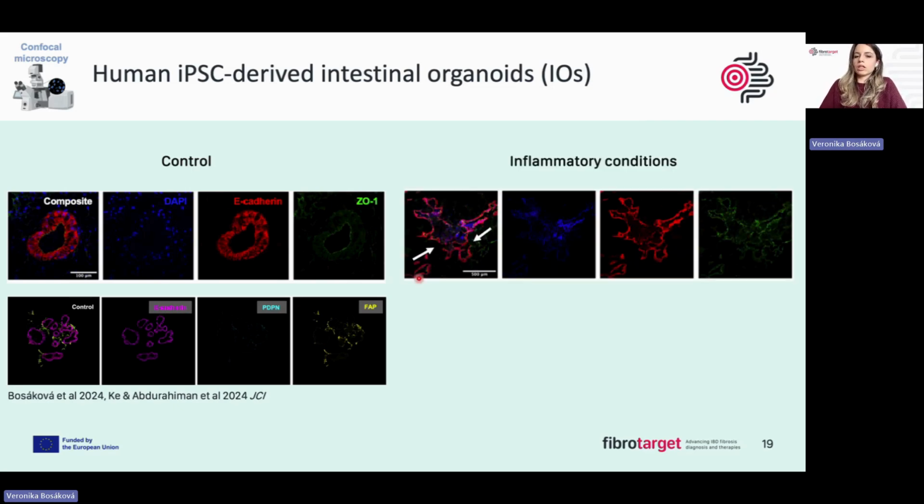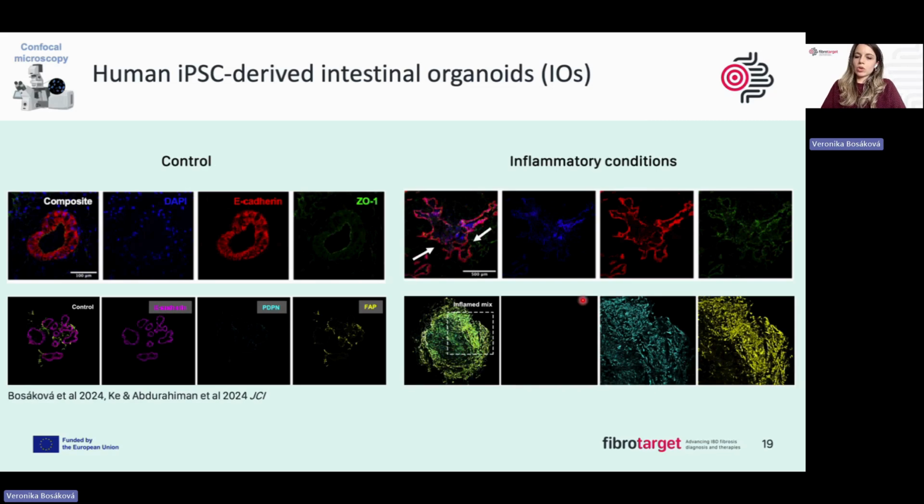We can model intestinal inflammation using different combinations of stimuli. If we stimulate the organoids with pro-inflammatory cytokines, we can see damage of the epithelial cells, which is a mark of intestinal inflammation. But we can also see activation of the stromal cells, which is a mark of inflammation-induced fibrosis.